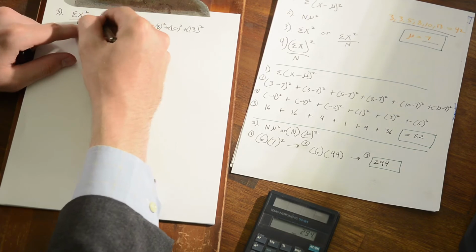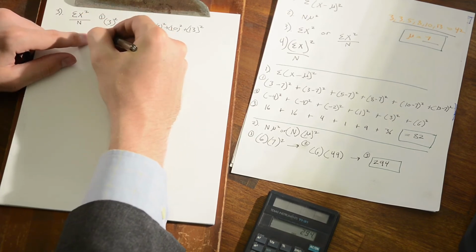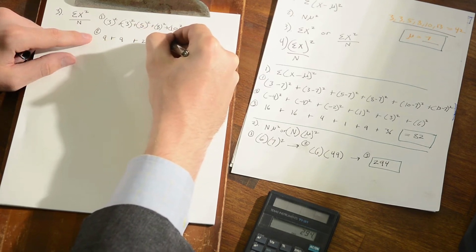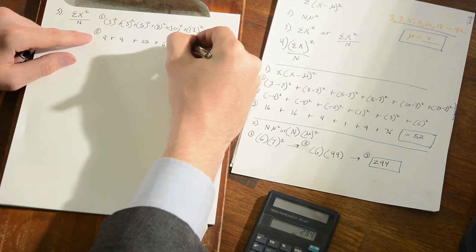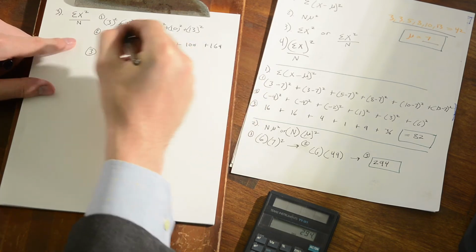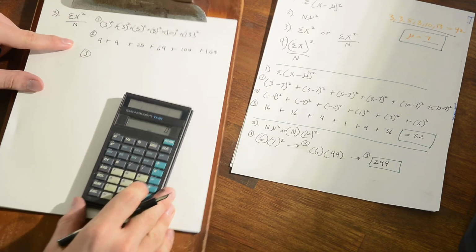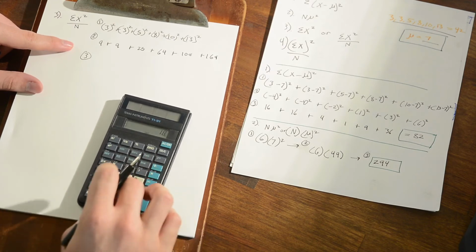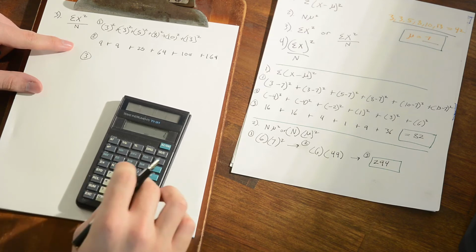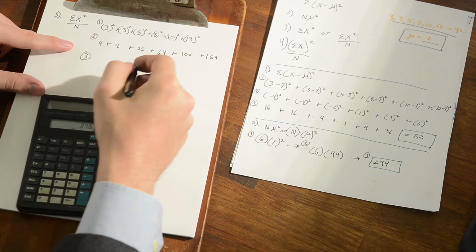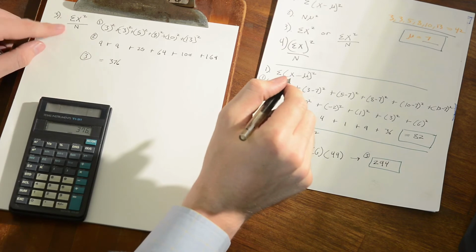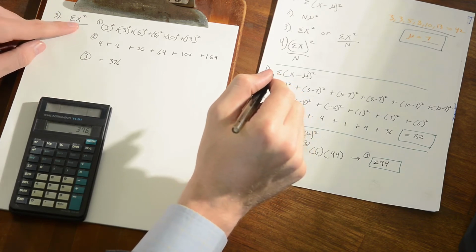So what does that give us? Well, that gives us 9 plus 9 plus 25 plus 64 plus 100 plus 169. And in step 3, we just sum those together. So we have 9 plus 9 plus 25 plus 64 plus 100 plus 169 is equal to 376.